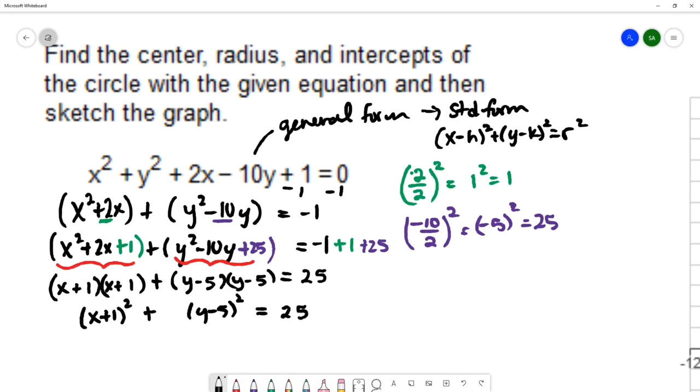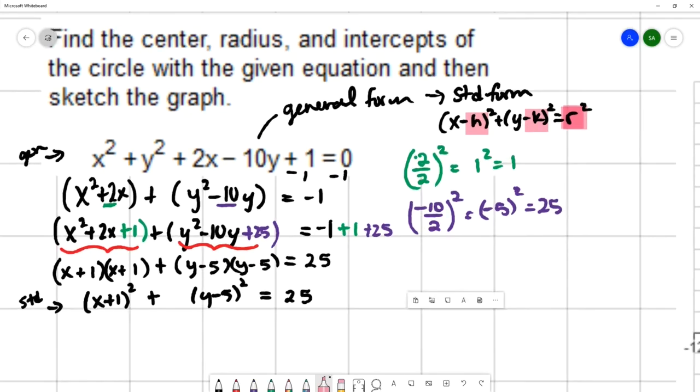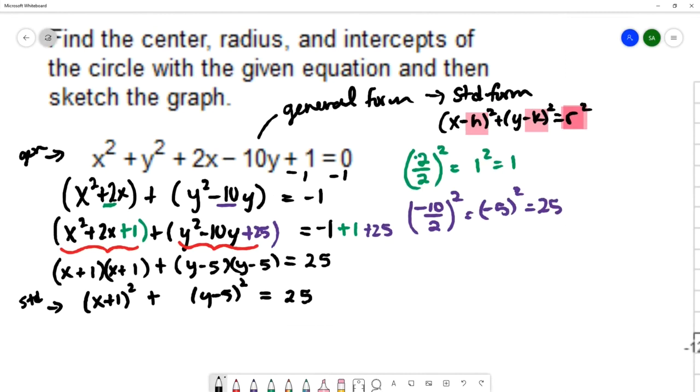So we were able to start with the general form, and using completing the square, we've now turned this into the standard form. And now that it's in the standard form, we can recognize the center and the radius. The center is the ordered pair (h, k), and we have on the right-hand side the radius squared, so we can identify the radius. So the center of this circle is negative 1, 5, with a radius of 5.